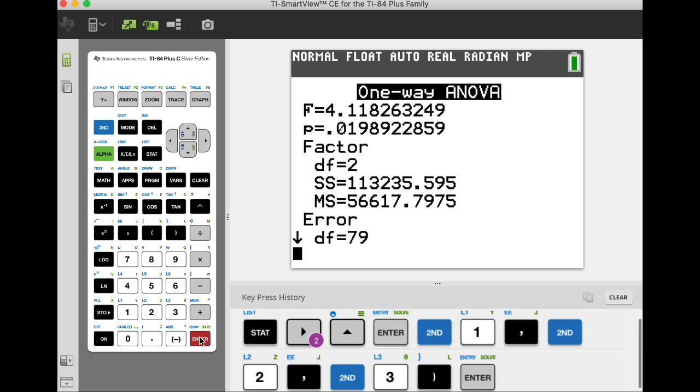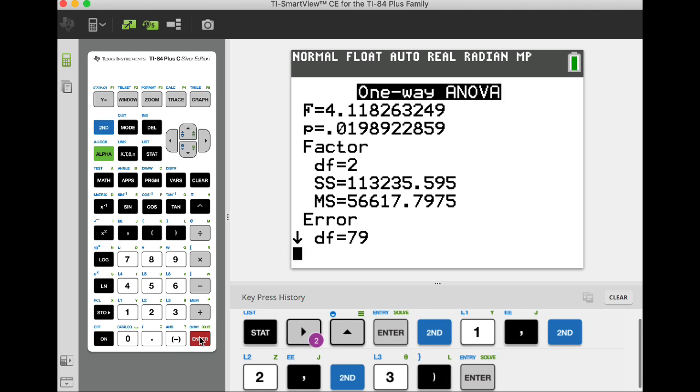Right below that, it says SS equals 113,235.595. If you take a look at what you wrote in number 7, you had 113,151.44. So from our calculator, we actually got something that was close to that. Why is there a difference? Our calculator didn't do any rounding. We had rounding throughout a lot of these calculations.